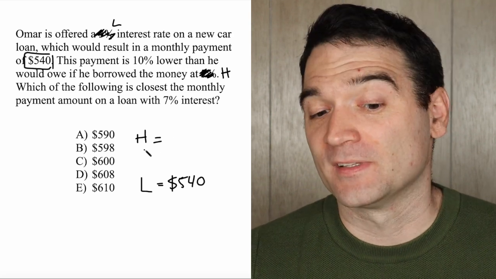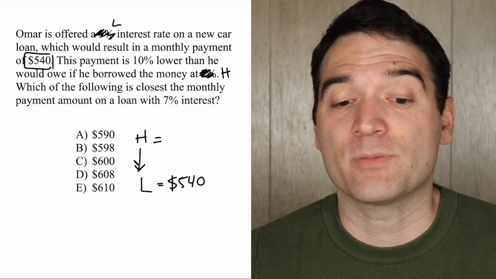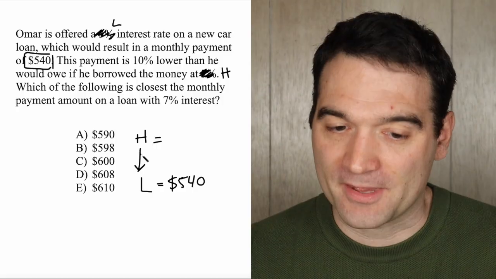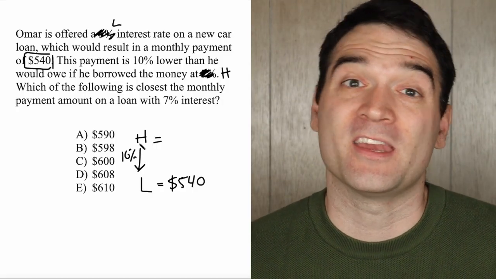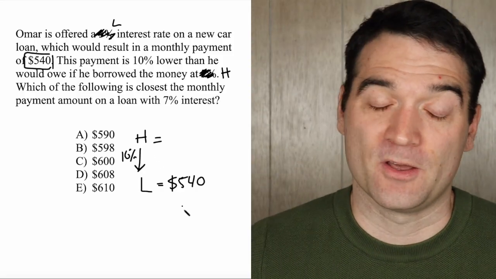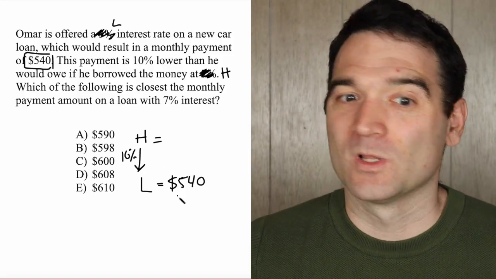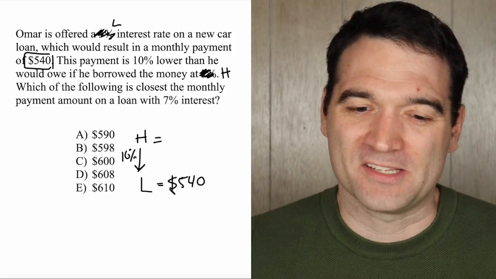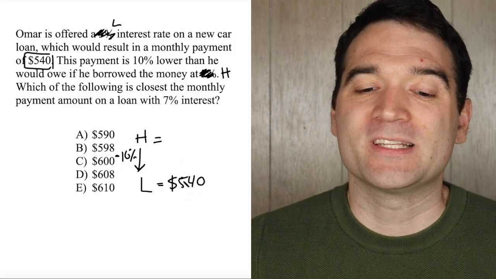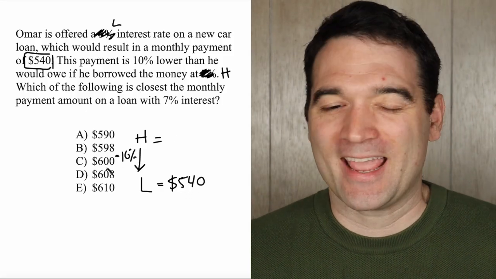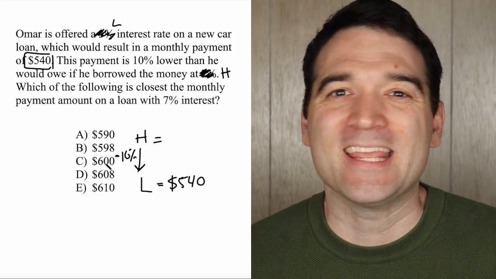I'm also told that the monthly payment is 10% lower on the low interest rate loan than it is on the high interest rate loan. Now, a lot of people will look at this problem and say, oh, that's easy. To find this, it's minus 10%, so I'm just going to increase this by 10%. And that gives me 598, but it doesn't work.